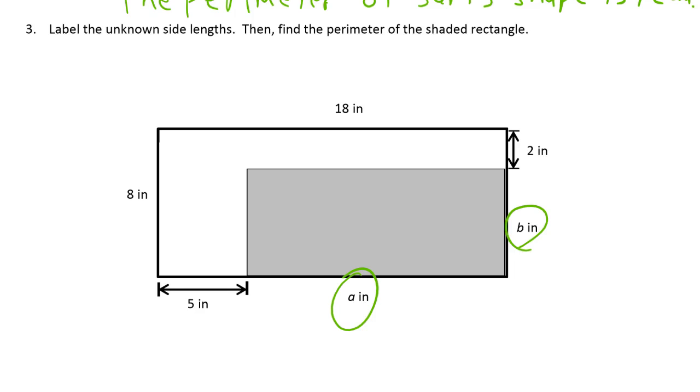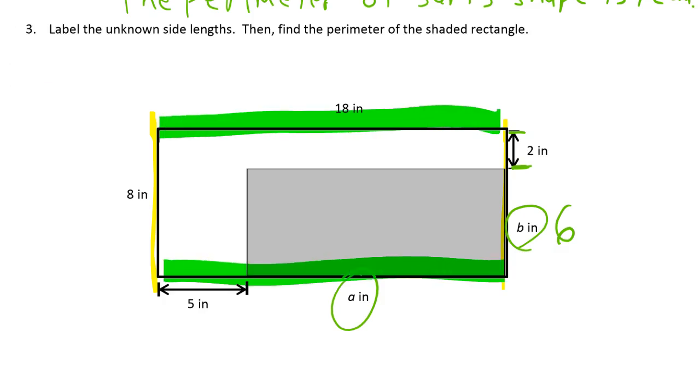Here we have, if this side here is 8, then this side here has to be 8. And if we know this part here is 2, then this part has to be 6, because 2 plus 6 equals 8. And we'd use the same trick for the other side. If I know this is 18, then this has to be 18. And if this part here is 5, then A has to be 13. Because 5 plus 13 equals 18.